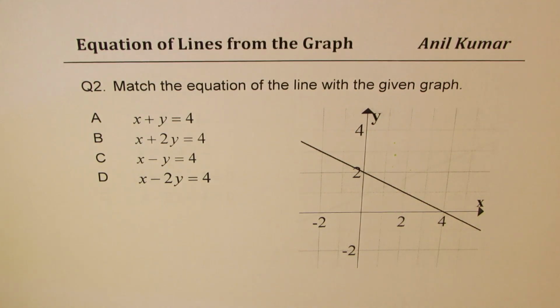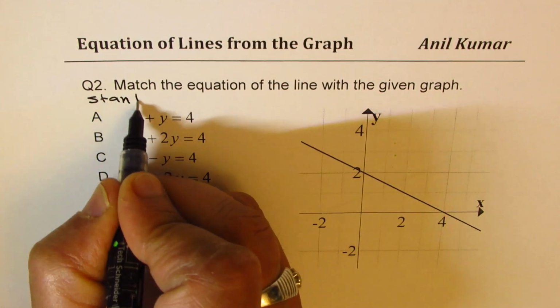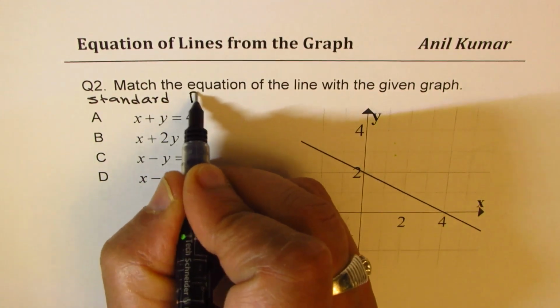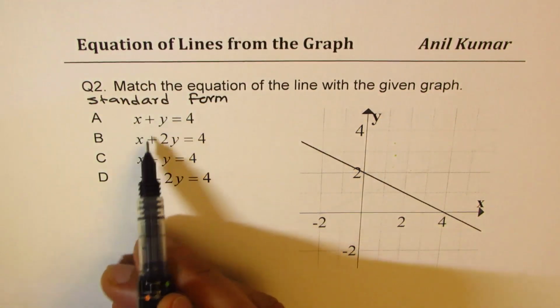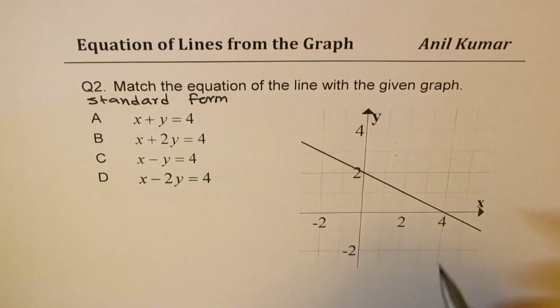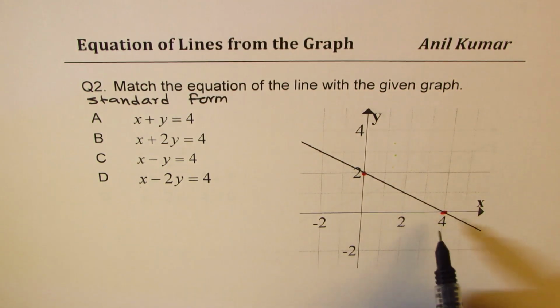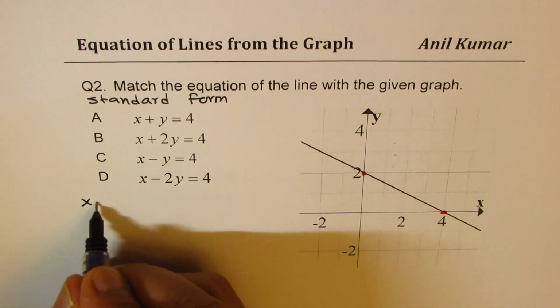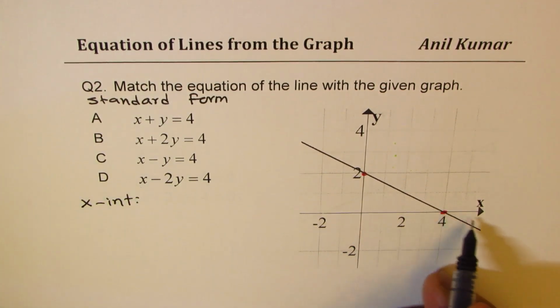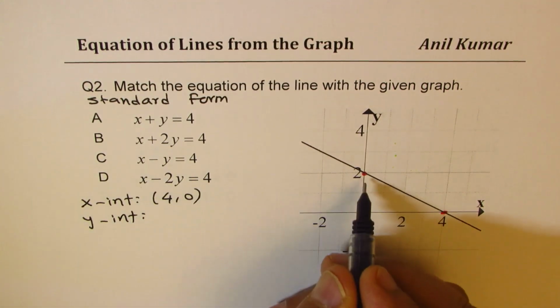Here is another example. This time, the equations given here are in standard form, kind of. Sometimes we write 4 on the other side. But anyway, in this case, we are given x and y intercepts. So let's look into the x and y intercepts and then match. You can pause the video and answer the question. So what you have here is a point which is the x-intercept of (4, 0), and the y-intercept is (0, 2).